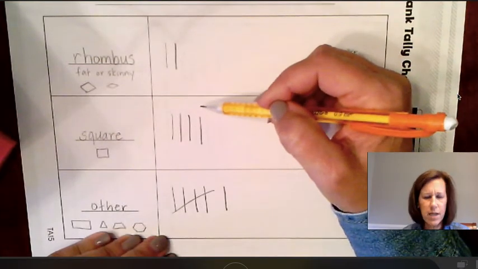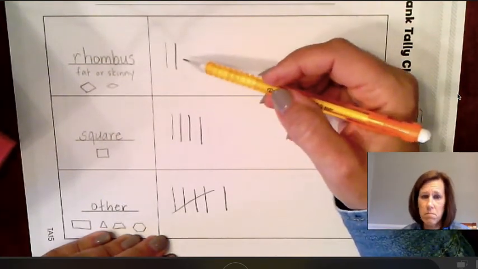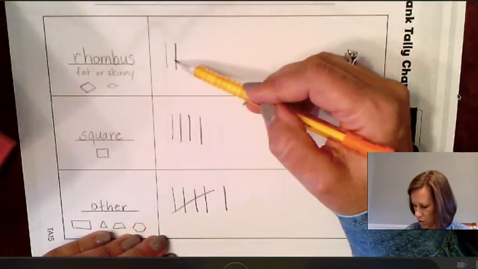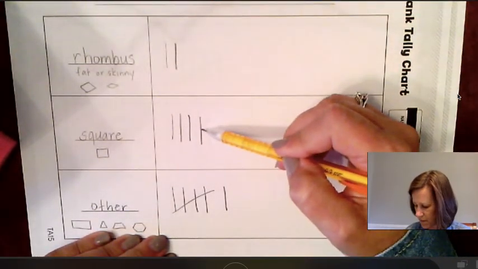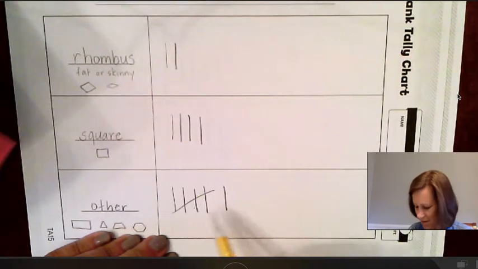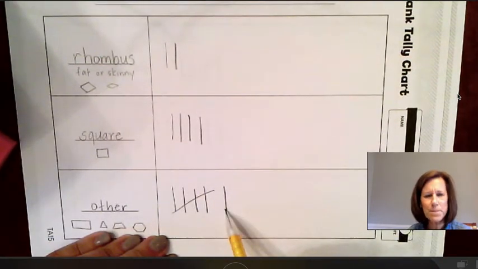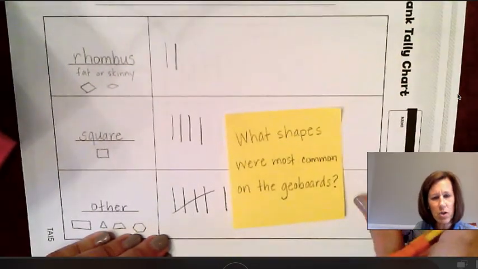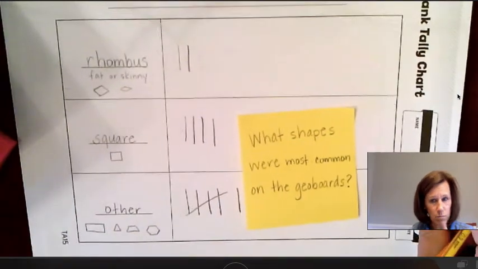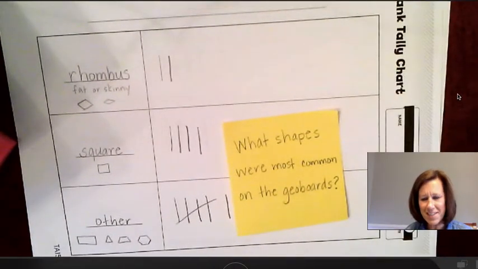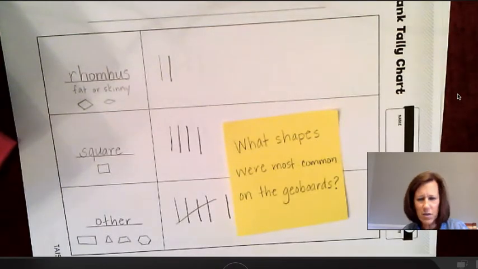Or I could say how many kids made the shapes on their geoboards all together. 2, 3, 4, 5, 6. 6 plus 5 is 11, 12. I could do all different ways, couldn't I? But I start with a question that has more than one answer and can be solved by collecting data. So let's look at that again.